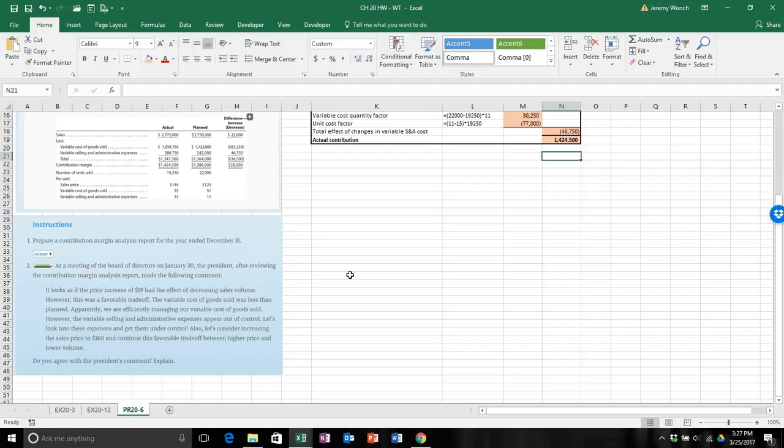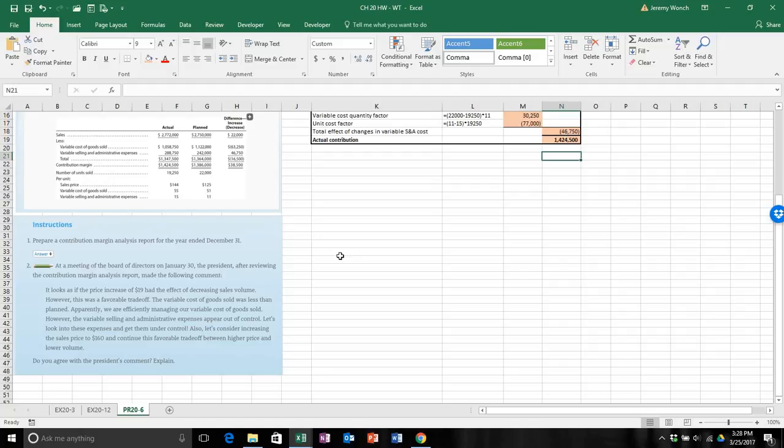So then in part number 2, it says at the board of directors meeting, the president was reviewing and makes the following comment. Said it looks like the price increase of $19 had the effect of decreasing sales volume. However, this was a favorable trade-off. The variable cost of goods sold was less than planned. Apparently, we are efficiently managing the variable cost of goods sold. However, the variable selling SG&A costs appear out of control. Let's look into that and see if we can get it back under control.